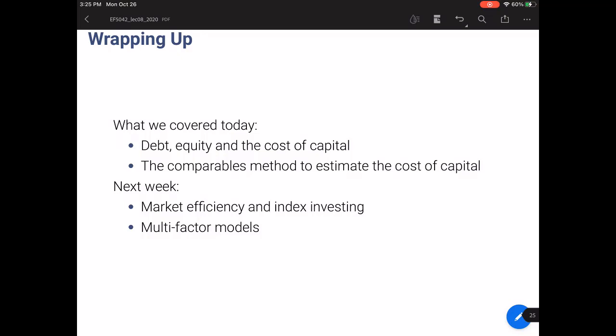So next week we will deviate a little bit into more asset pricing topics, and we'll talk about market efficiency and index investing, and also extending the CAPM model to other factors. But by the end of this lecture, you should have enough information and theory to actually finish your final project for this course. All right, so that's it for today.